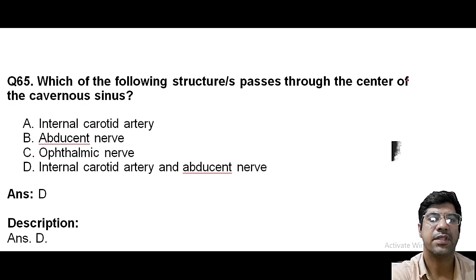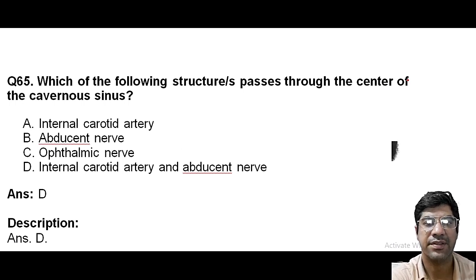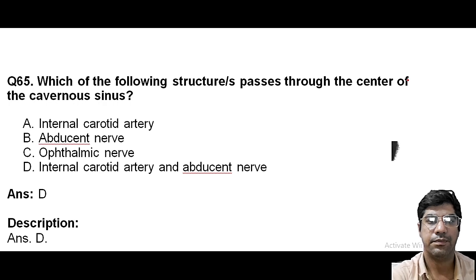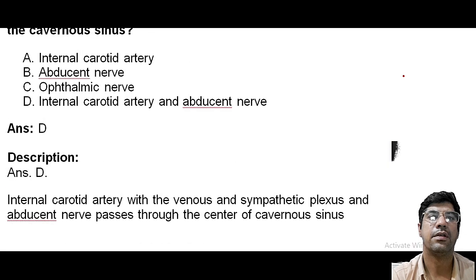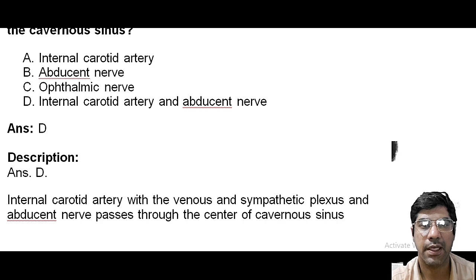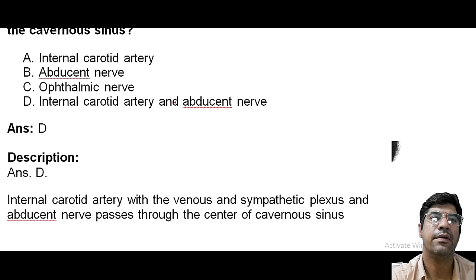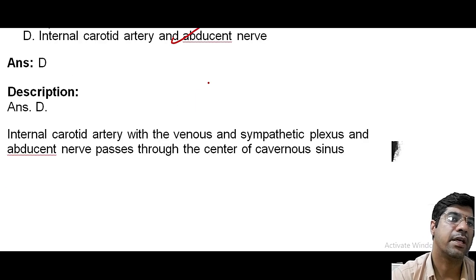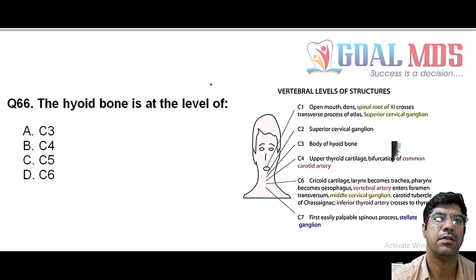Which of the following structures pass through the center of the cavernous sinus? The answer is internal carotid artery and abducens nerve. The internal carotid artery passes through the cavernous sinus. The abducens nerve also passes through the cavernous sinus. So both the internal carotid artery and the abducens nerve pass through the center of the cavernous sinus.